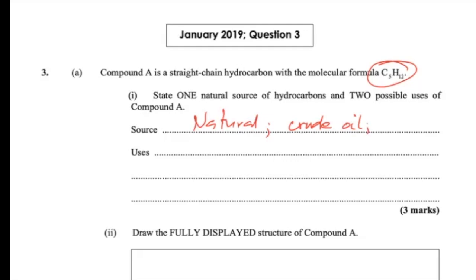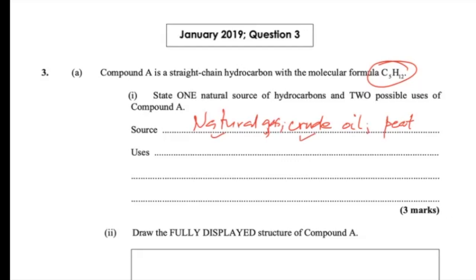But the answers here: natural gas, crude oil, and if you even put peat, you could get it. But the two main answers are natural gas and crude oil. Crude oil is also known as petroleum.